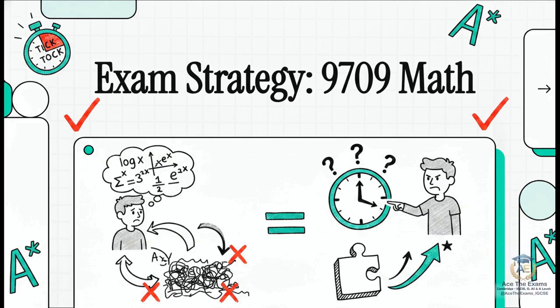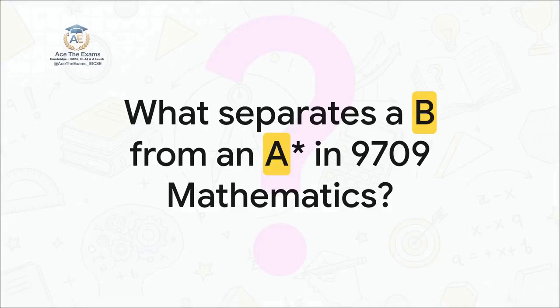Throughout this session, we're going to look at their fatally flawed answers, look at the red pen marks they received, and show you exactly how to transform those responses into A-star perfection. So let's get right to it. What actually separates a B from an A-star in 9709 mathematics? Is it just being a human calculator who doesn't make arithmetic mistakes?